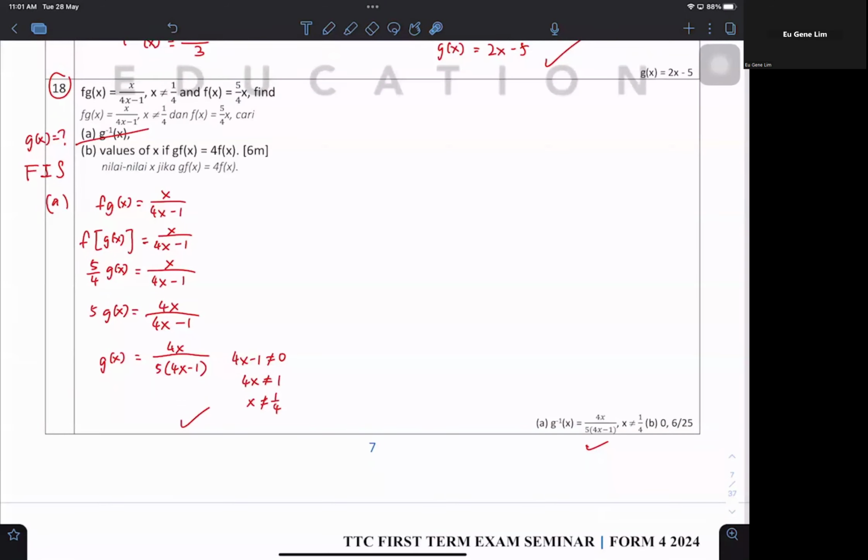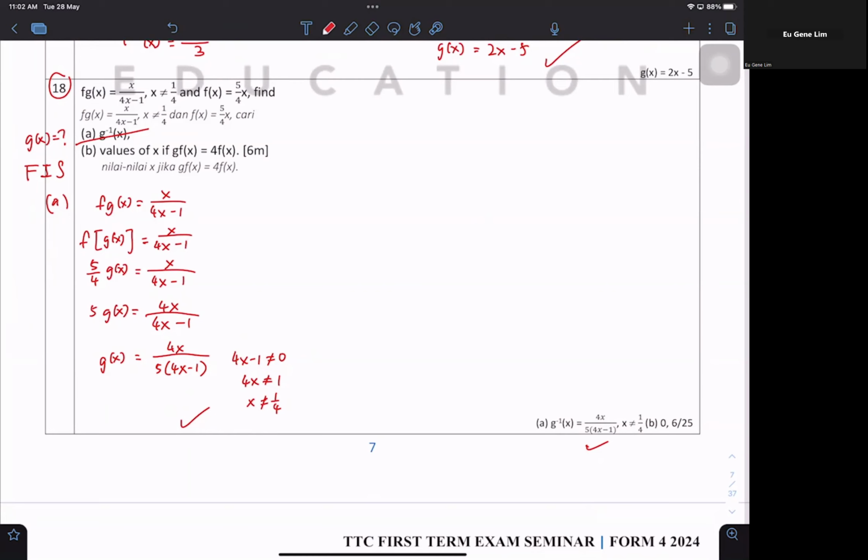Actually, you need to do this for all questions. But all the questions that we did just now don't have fraction, right? Don't have bottom part. If the function that you found has a fraction or bottom part, you must always take the bottom part and do this, not equal 0. Because some teachers are very strict. They say if you didn't do this, minus 1 mark. So just do it all.